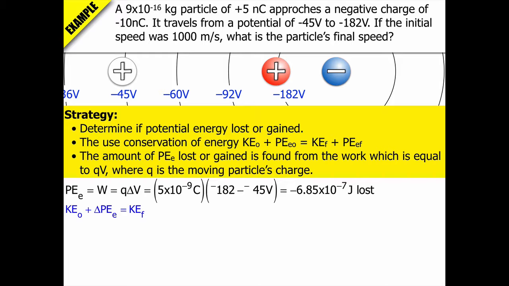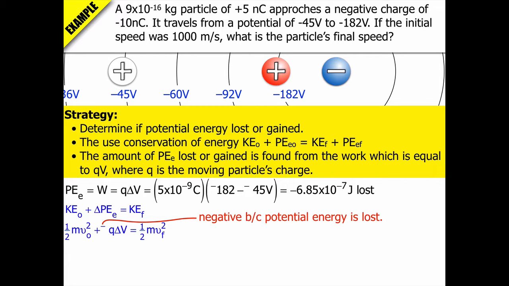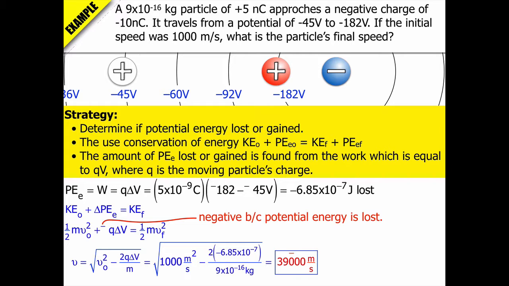So the kinetic energy that I start with is equal to the change in potential plus the kinetic energy at the end, or in other words, it's equal to the work. So 1/2 mv squared, the initial one, plus a negative Q times delta V equals 1/2 mv final squared. It's negative because potential energy is lost in this process above. So if I solve this for the final velocity, putting in all my numbers, I get 39,000 meters per second.